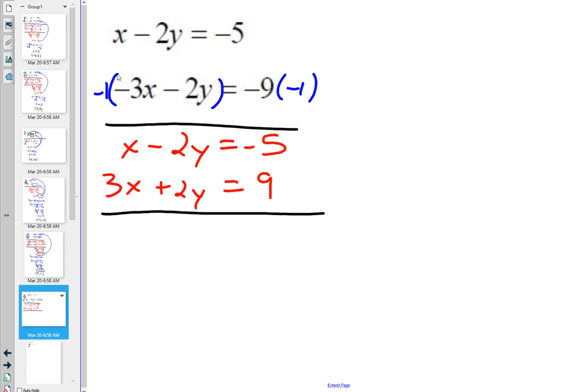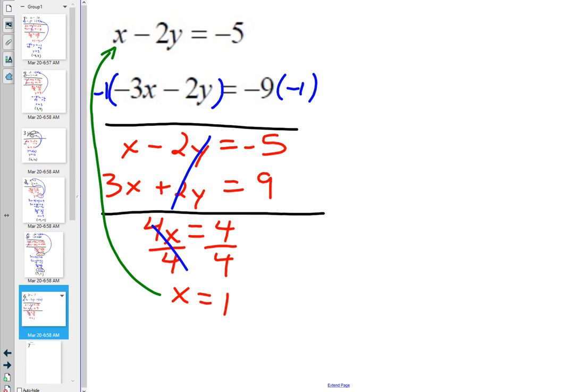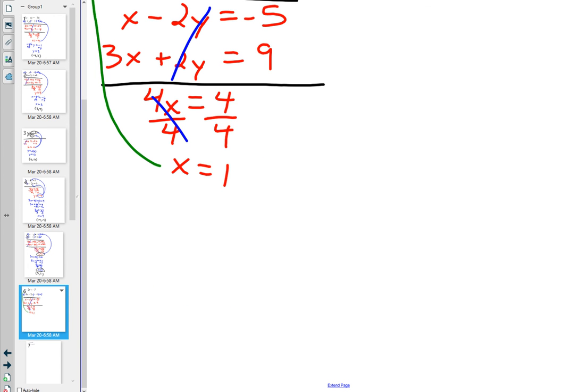So all I did was change all the signs on the bottom. But again, Elsie, please tell me you're not confused. If you wanted to multiply the top by 3, go for it. It's just you're going to be getting rid of the x's, not the y's. I'll get rid of the y's. So 4x is equal to 4, divided by 4, so x is 1. Now that I know that x is 1, pick any equation you want. I guess most of you would pick this one and say 1 minus 2y equals -5.